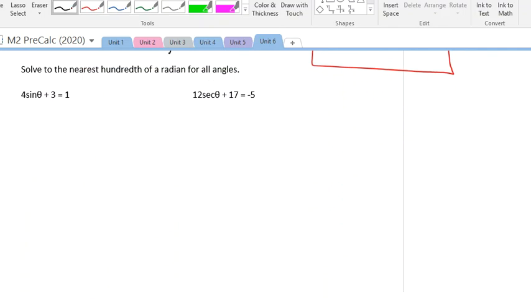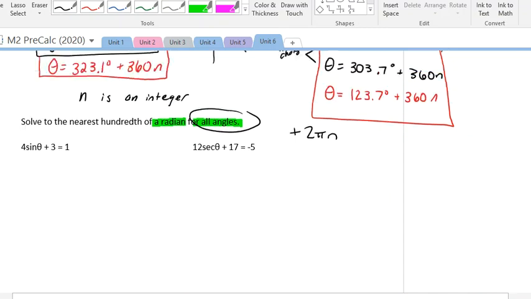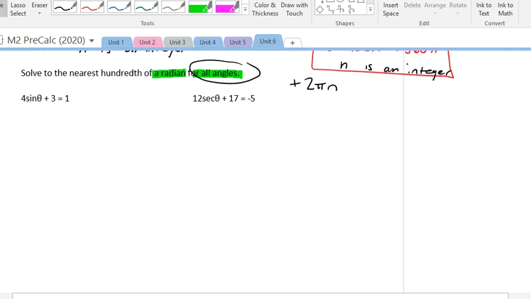So solve to the nearest hundredth of a radian. So I want to be in radians. And we're going to have for all angles. Now, for all angles, we're still going to have that plus, but instead of having 360n, we're going to have plus 2 pi n, where n is an integer. Sorry, I should have written that. So we're going to have plus 2 pi n on it.